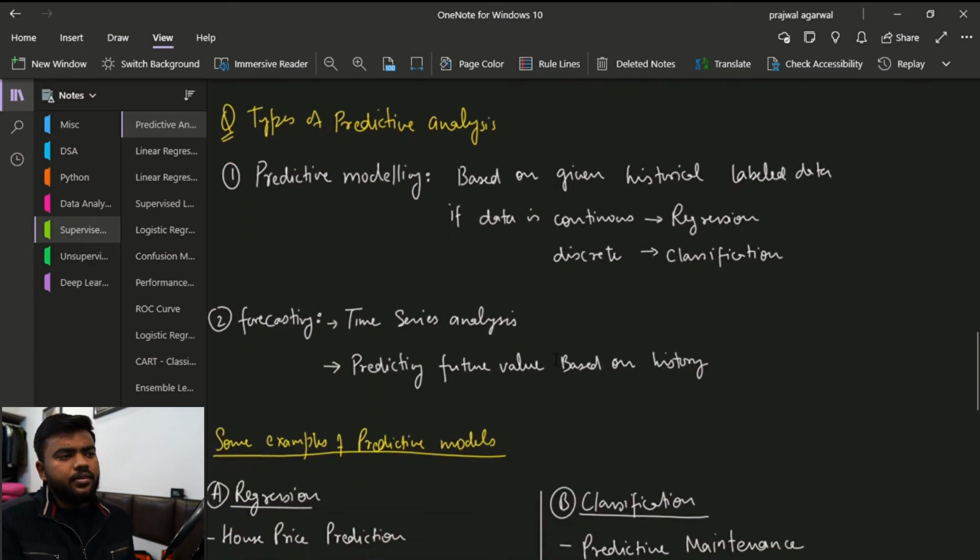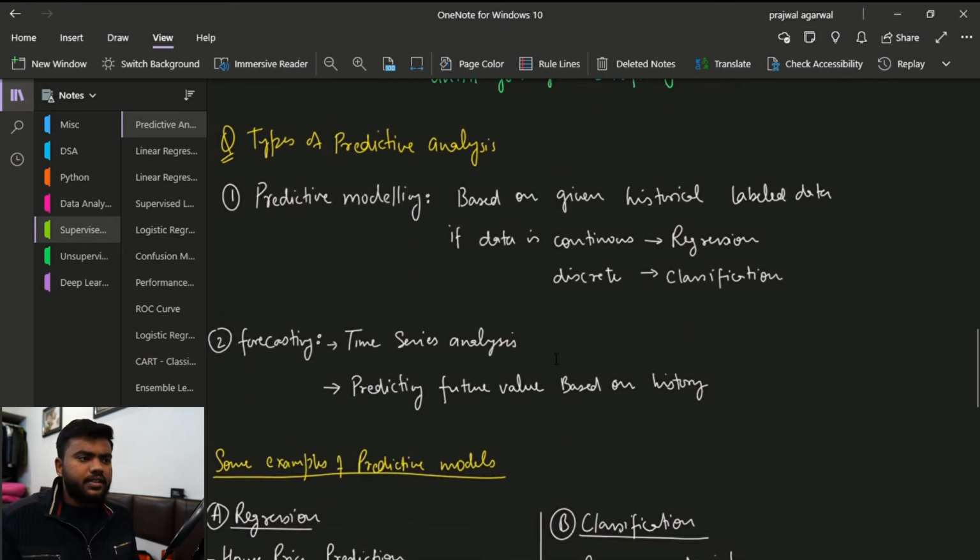Now we have two types of predictive analysis. First is predictive modeling and second is forecasting. In predictive modeling, we do predictions based on the historical data. This is where linear regression and classifications will be used. We will be seeing everything.